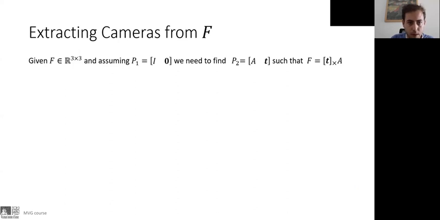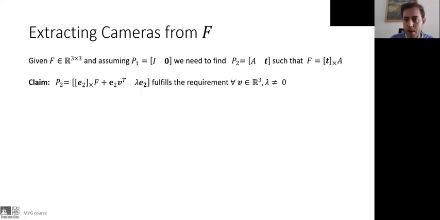So now we will talk about how to extract cameras from F. So now we have the fundamental matrix and we don't have the cameras. So we want to get two cameras that are consistent with the fundamental matrix that we currently have. Okay, so again, as we assumed last week, we assumed that P1 has this canonical form of identity and 0, and P2 is in a general form of A and t, where A is a 3x3 matrix. And we want to calculate A and t such that the fundamental matrix has the following form.